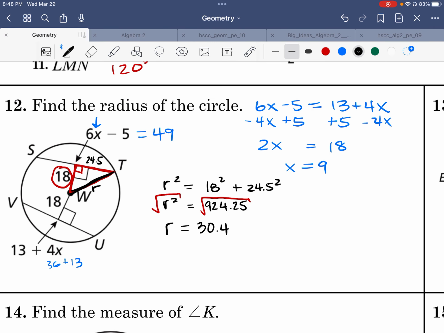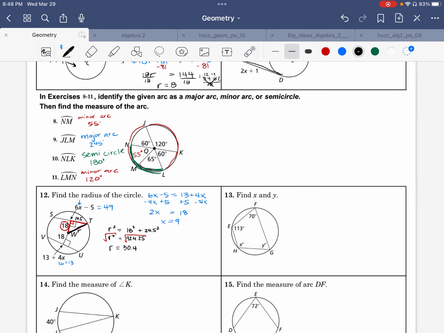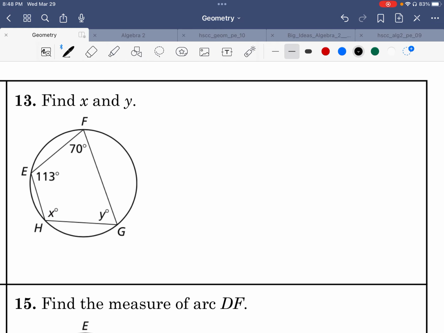Let's go full screen. And that is question number 12. The radius is 30.4. Moving on to question number 13. Find x and y. Now this seems kind of complicated, but it's stupid easy.